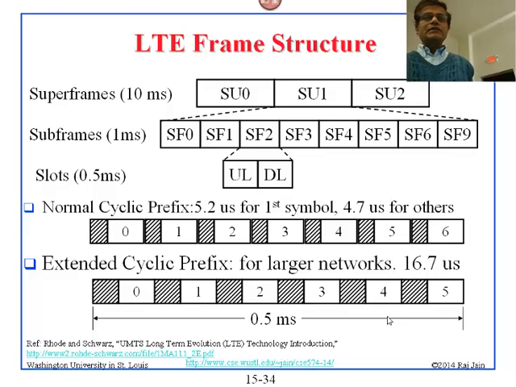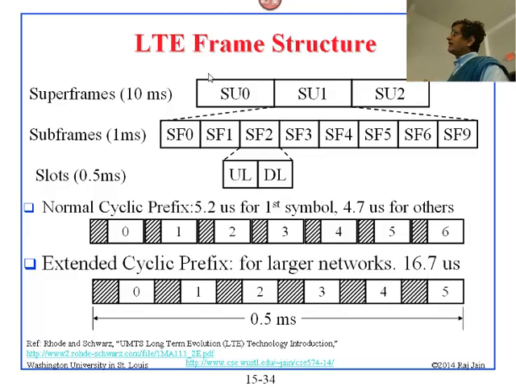The LTE frame is similar to other wide area network frames, such as the one we have seen before, which was 802.22. An LTE frame consists of several superframes which are 10 milliseconds long. Each superframe consists of 10 subframes which are 1 millisecond long. Each subframe consists of 2 slots which are half a millisecond long.